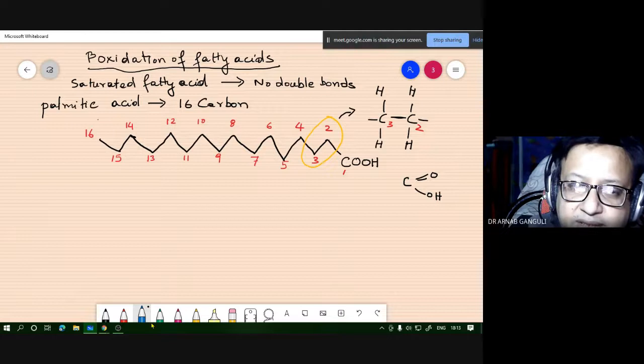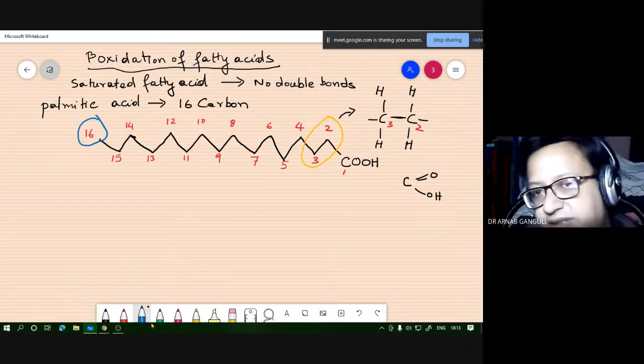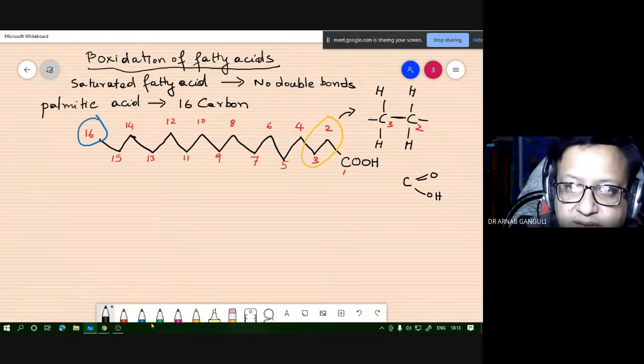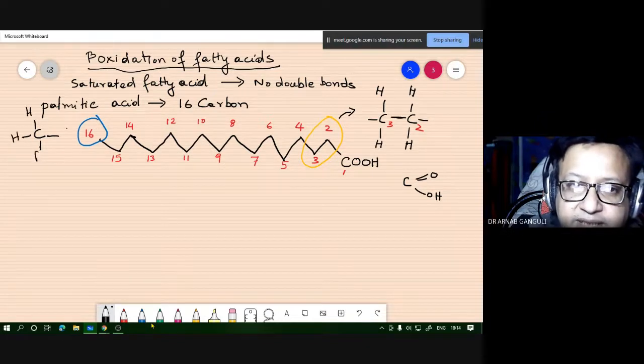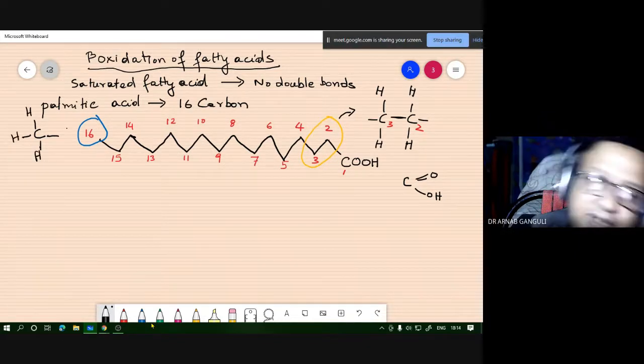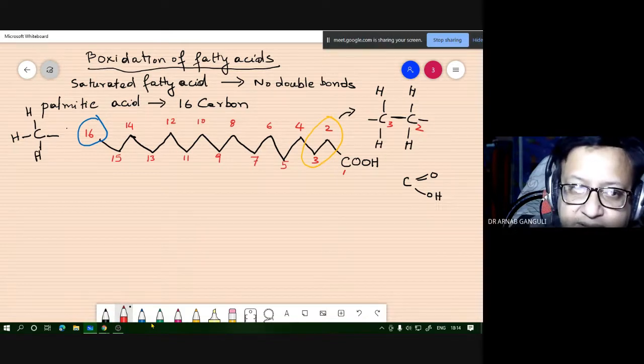Now if we look at this part, the last carbon, the 16th carbon, which is just a dot, that essentially is instead of CH2, that is CH3. In the end, it cannot be empty, so there is a hydrogen over there. So this is the 16th carbon over here.